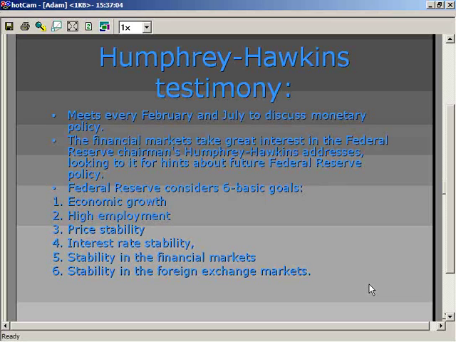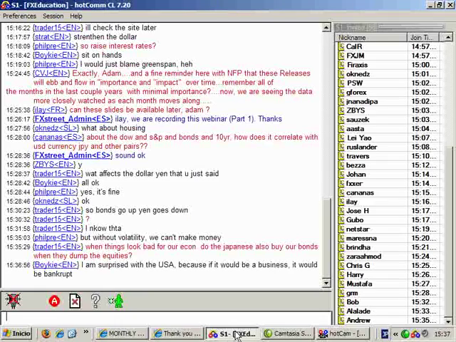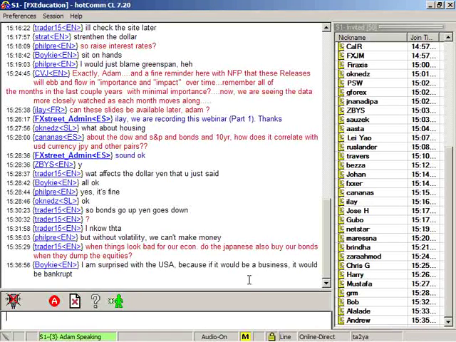Surprised with the USA because if it would be a business, it would be bankrupt. Boyke, you hit the nail on the head. But thank goodness that we have reserves. We have the bad times and we have the good times. But as traders, you know what? If we think the currency goes up, let's buy it. If we think it's going to go down, let's sell it. There's always another trading day.